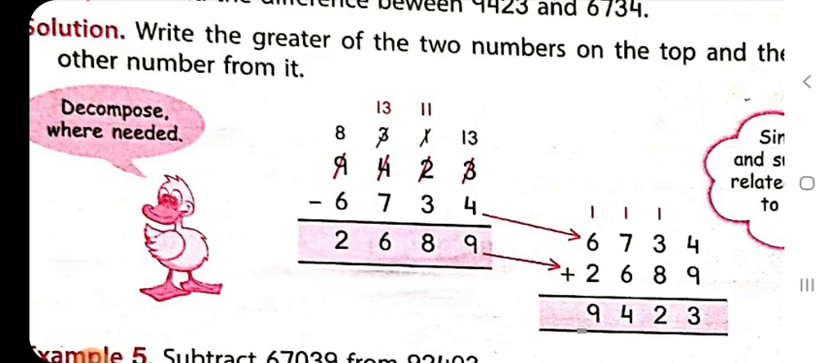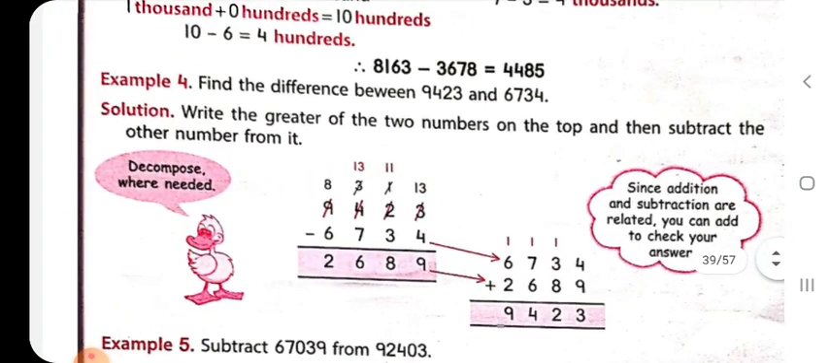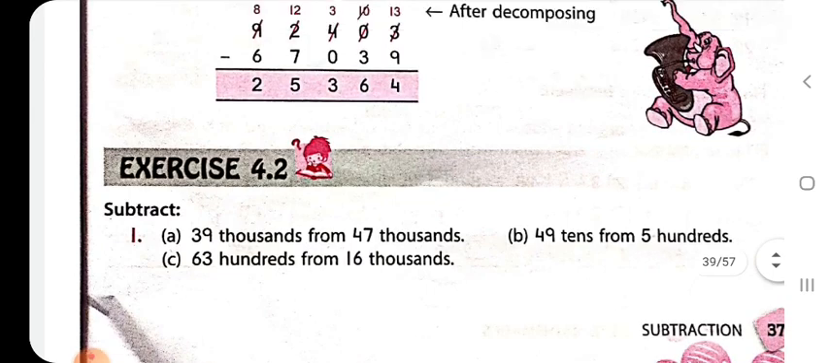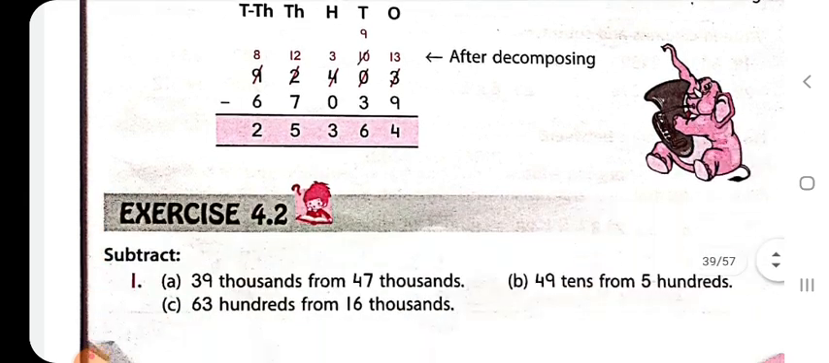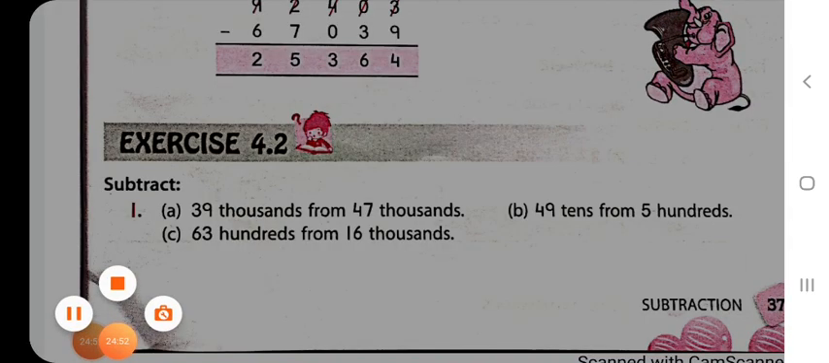Okay. So we have done examples. The next example number 5 is the same as above. Subtract 67,039 from 92,403. Simply you have to decompose it and then you will subtract. Okay. So let's just move to the exercise.